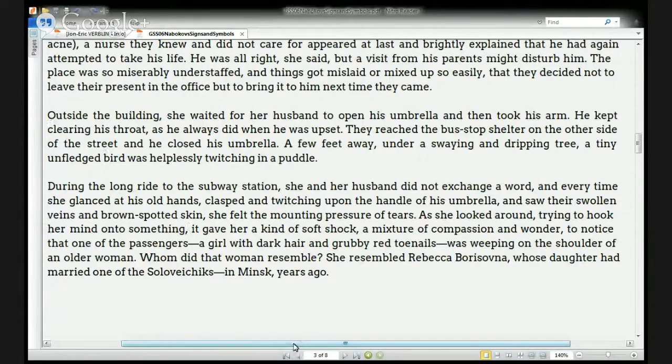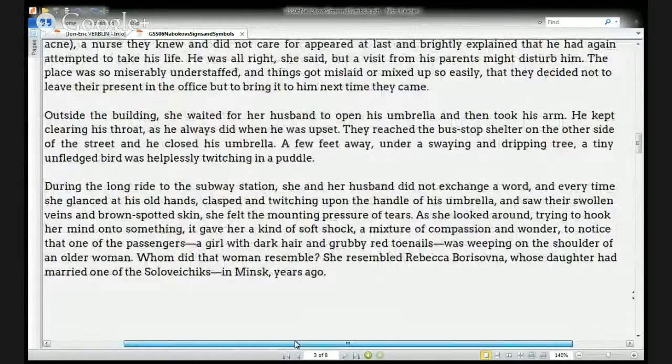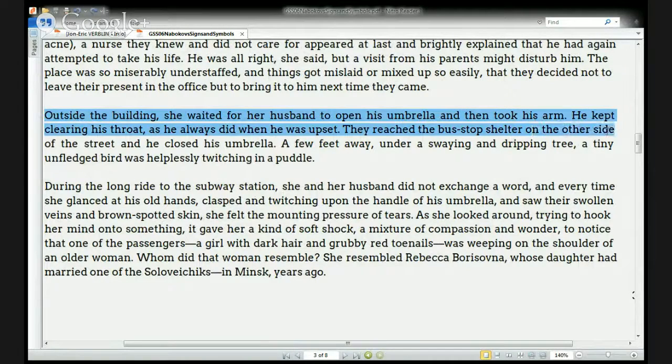Wait. Yes, 4. Outside the building, she waited for her husband to open his umbrella and then took his arm. He kept clearing his throat, as he always did, when he was upset. They reached the bus stop shelter on the other side of the street, and he closed his umbrella. A few feet away, under a swaying and dripping tree, a tiny unfledged bird was helplessly twitching in a puddle. A puddle of water, yeah. Keep going.